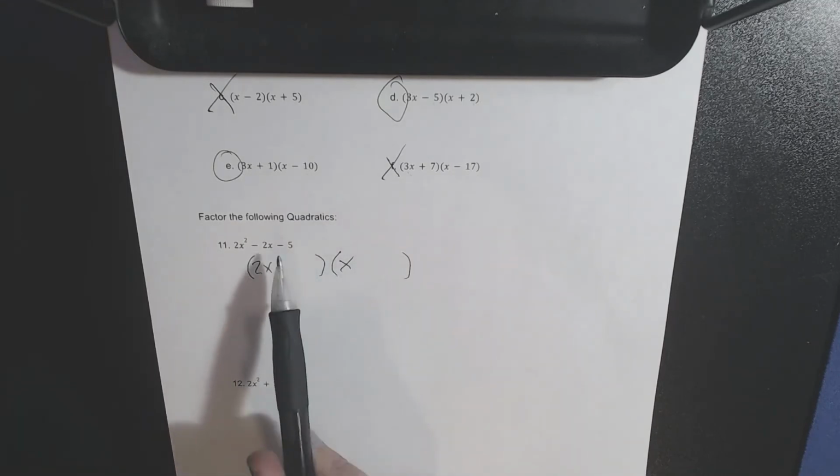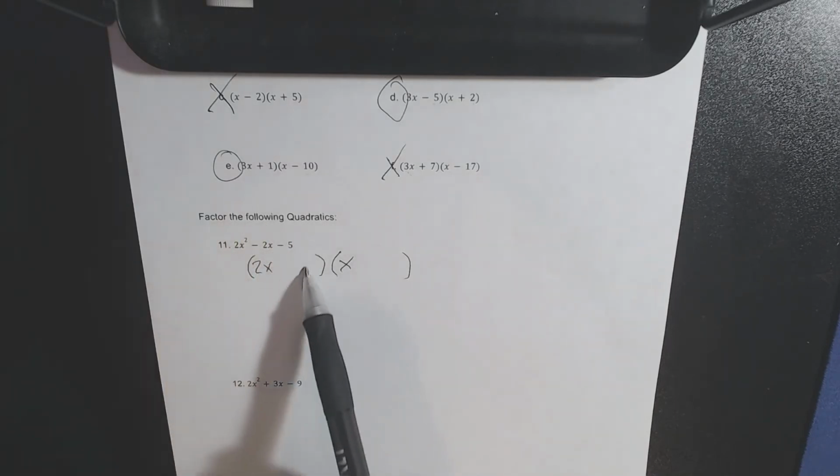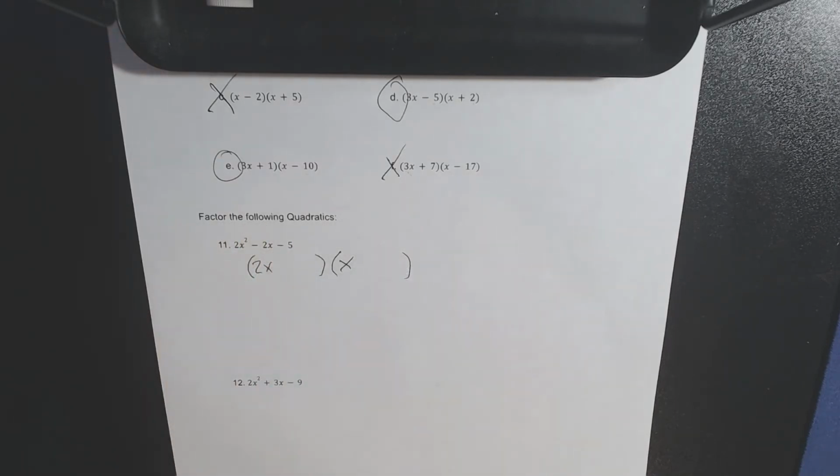The numbers should multiply to negative 5, right? The c term, whatever numbers we put here should multiply to negative 5. So let's figure that out. Things that go into negative 5, well, just 1 and 5 go into 5. So one of them can be negative and one will be positive.